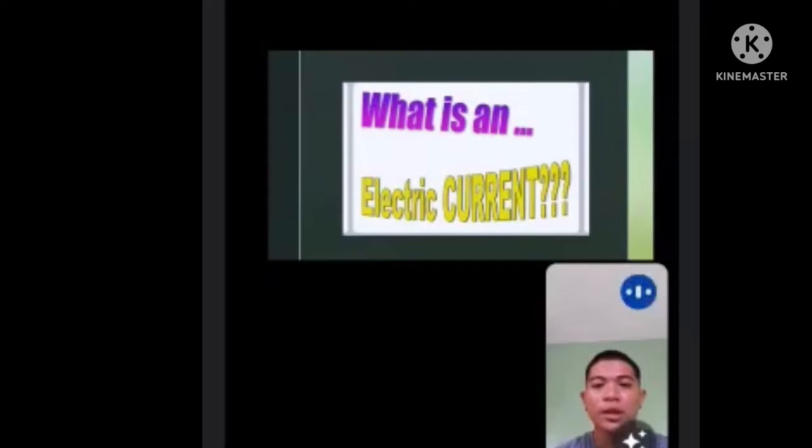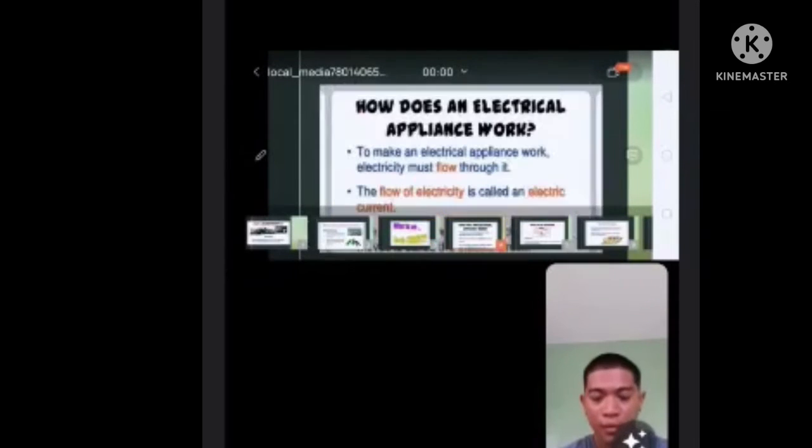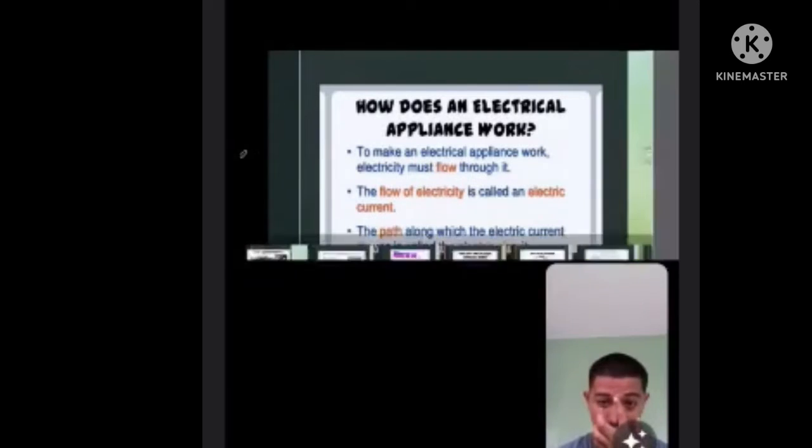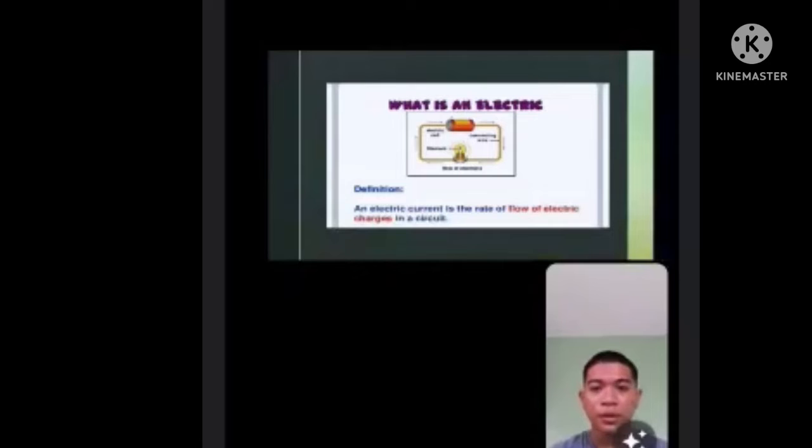What is an electric current? How does an electrical appliance work? To make an electrical appliance work, electricity must flow through it. The flow of electricity is called an electric current. The path along which the electric current moves is called the electric circuit. An electric current is the rate of flow of electric charges in a circuit.